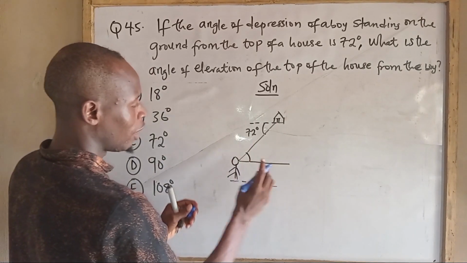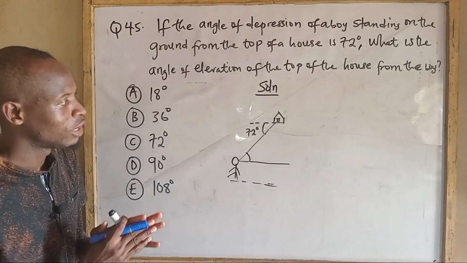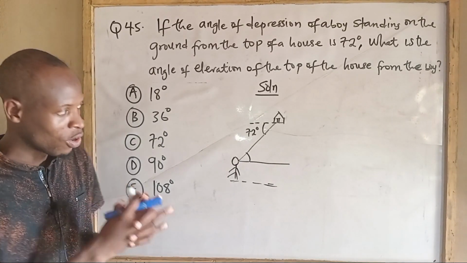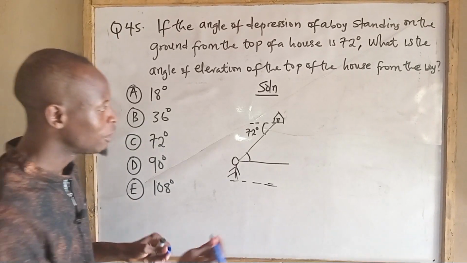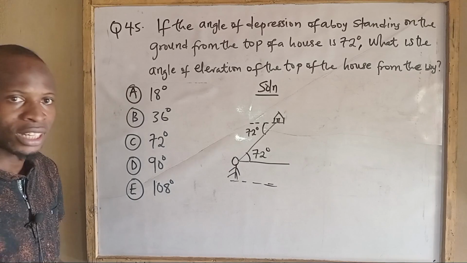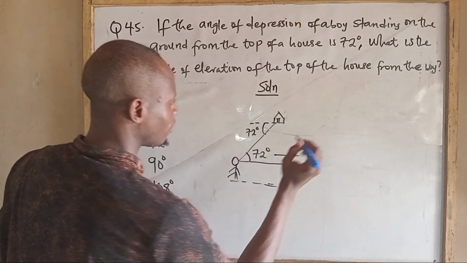So whenever you have a problem like this, in mathematics, you should always know that the angle of depression is always alternate to the angle of what? Elevation. Or angle of elevation is always alternate to the angle of what? Depression. That means that if this is 72, here is going to be what? 72 as well. That's alternate angles are equal. So the answer is 72, which is option C.